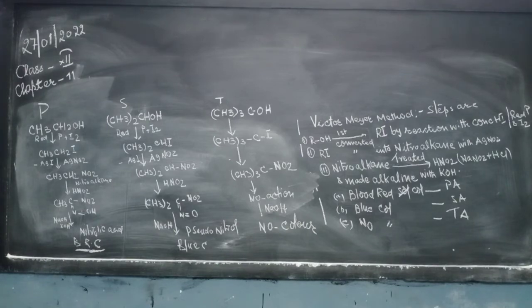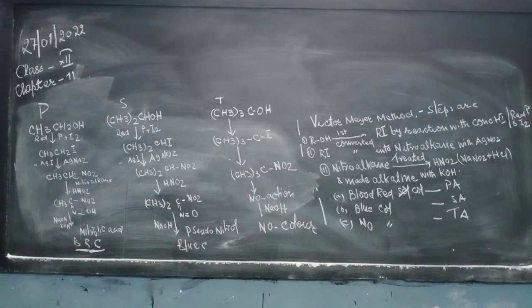pseudonitrole. I repeat, secondary alcohol is first treated with red phosphorus and iodine. Alkyl iodide is formed. Alkyl iodide is treated with silver nitrite to form nitroalkane. Then it is treated with nitrous acid and the solution is made alkaline. Blue color appears. That blue color is due to the formation of pseudonitrole.